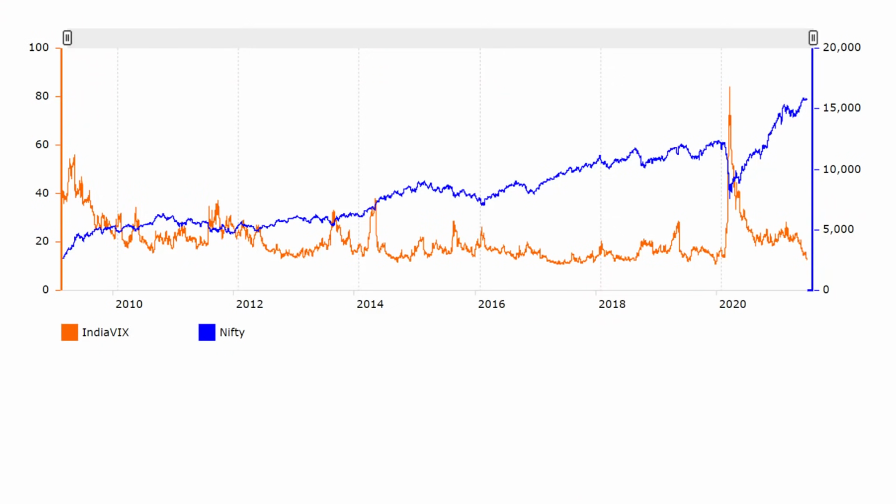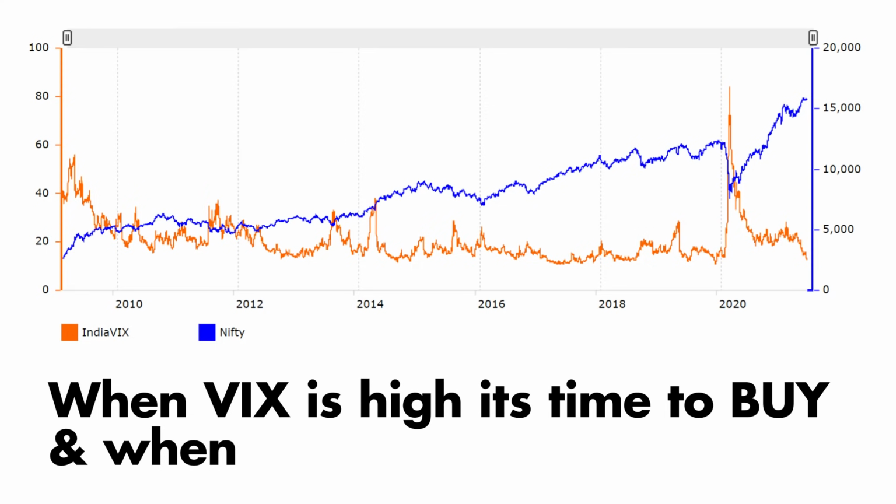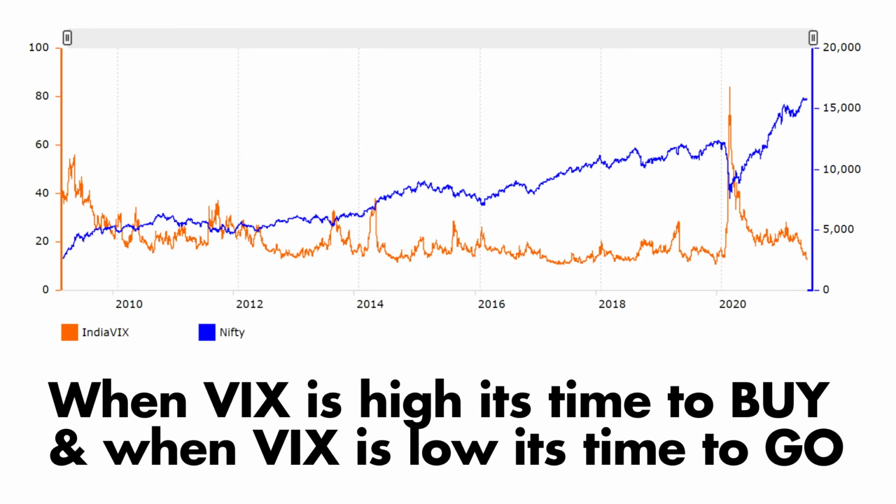So how does one interpret India VIX? VIX has a strong negative correlation with Nifty. A simple rule, and one can say a golden rule to remember about the relationship, is when VIX is high, it's time to buy, and when VIX is low, it's time to go. One can also say India VIX is an indicator of market sentiments.